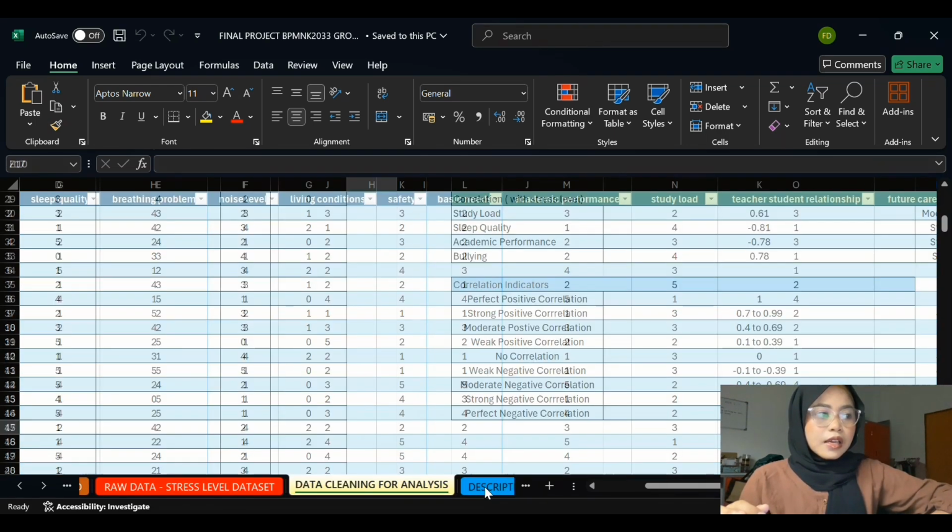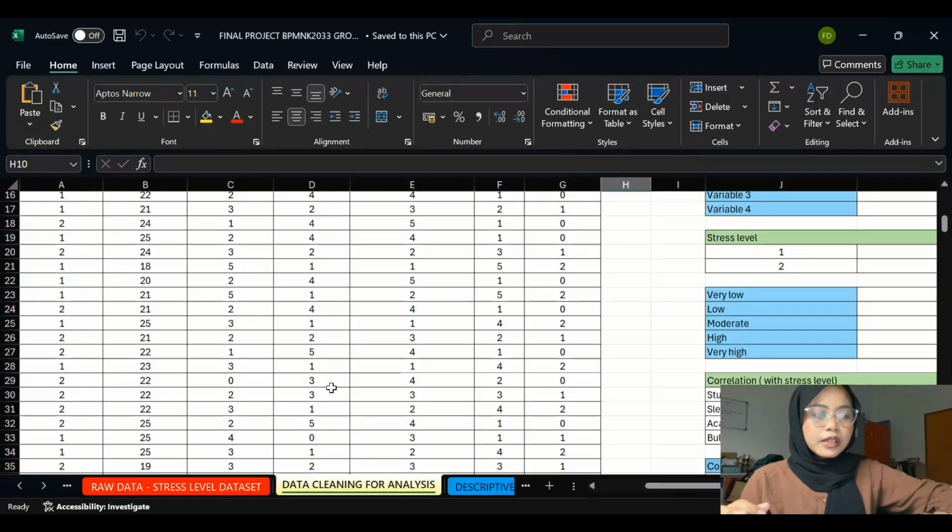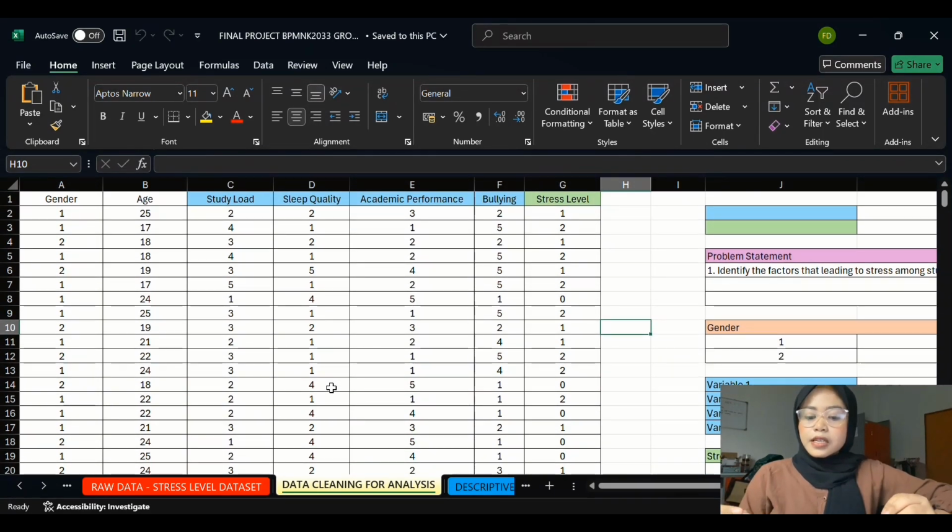So this is the data that we already cleaned. Data cleaning was a vital step in our workflow. We addressed several challenges to ensure the data set was accurate and usable. The first challenge was handling the missing data. Records with incomplete entries, especially in key variables like stress levels, were removed. Next, we standardized the data. Variables such as gender were coded consistently, one for male, two for female, to simplify the analysis.